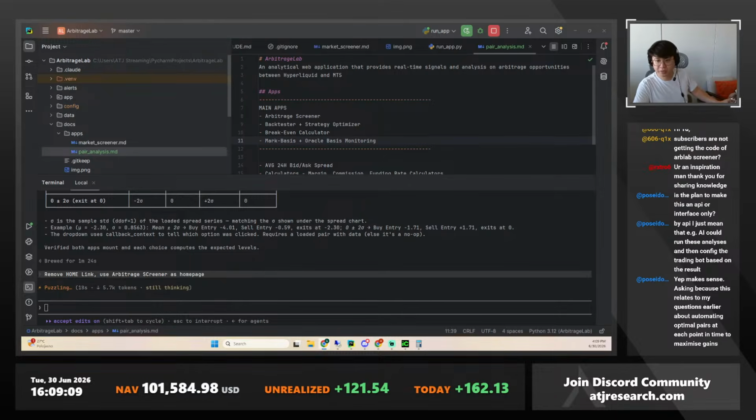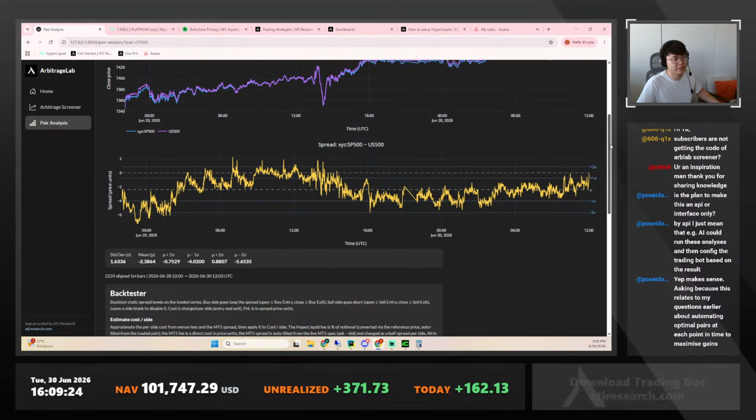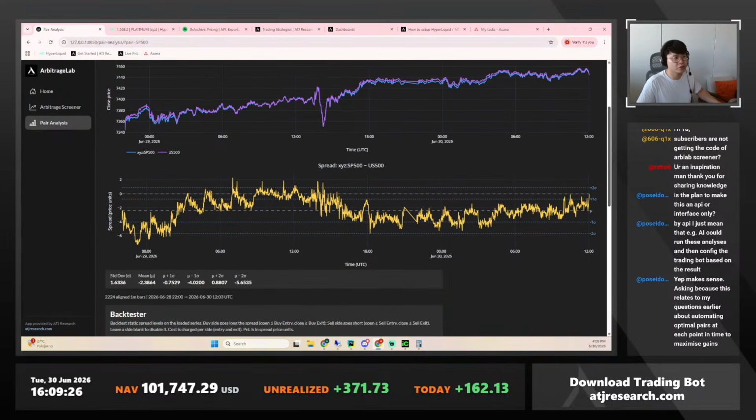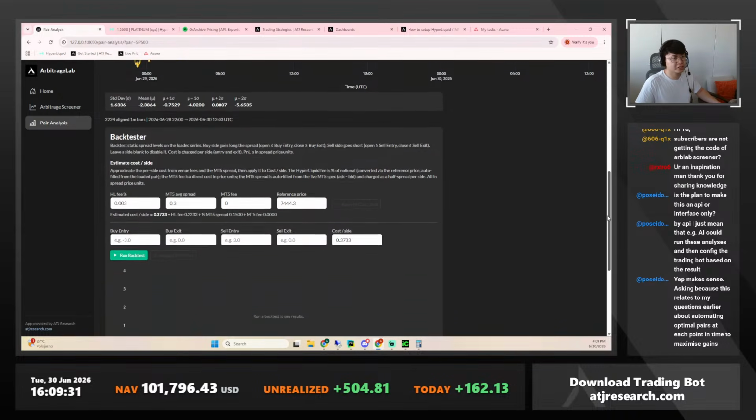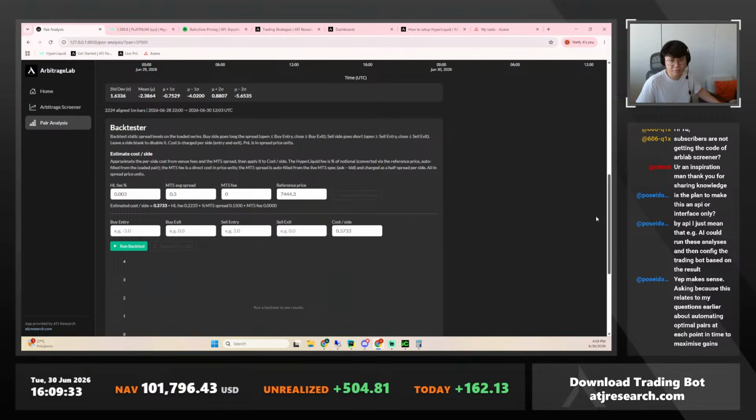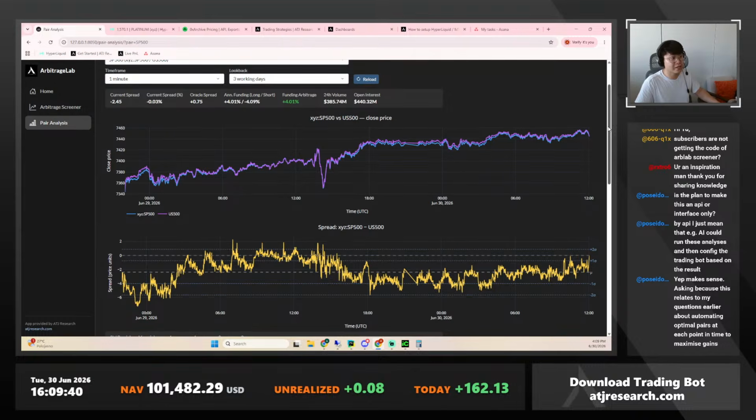Yeah, ask because this relates to my question earlier about automating optimal pairs at each point in time to maximize gains. Yes, that's correct. I think if you want to create a very good backtest, Poseidon has very good input here. This backtest is very simple. It's mainly oriented for beginners who don't know how to set up entry and exit levels. But if you want to create a very good advanced strategy with your own settings and customization, then this API can provide the historical data that you can then use for your own analysis.